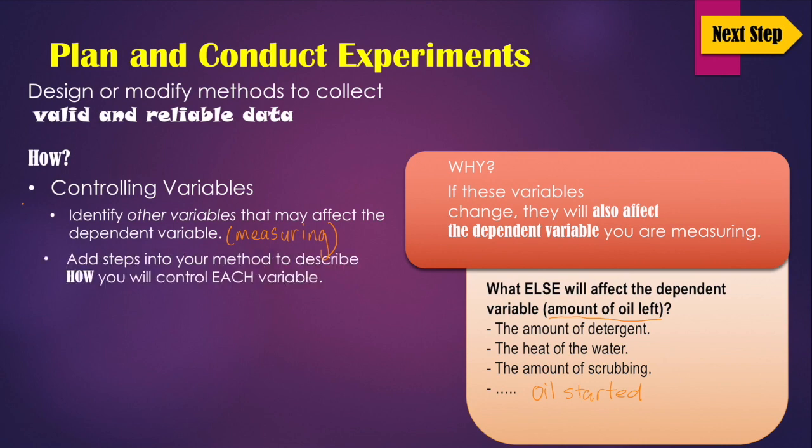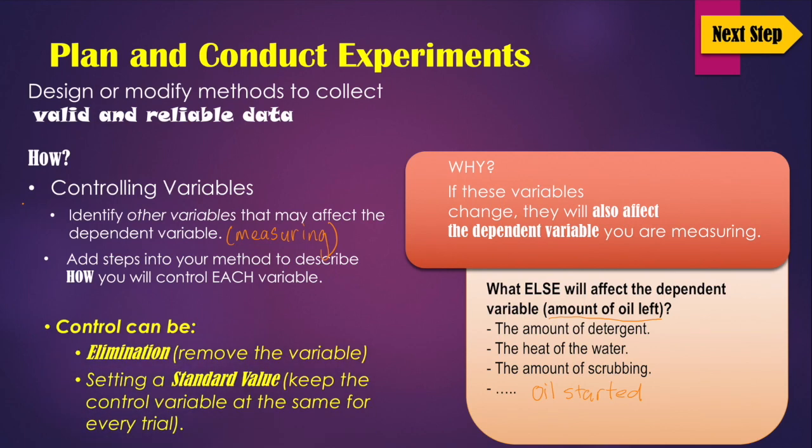So the next thing we have to do is add some steps into our method that allow us to step out and describe exactly how you're going to control each one of these variables. In other words, you have to plan for how you're going to make sure they don't stuff up your experiment. Now, there's two ways you can do this.